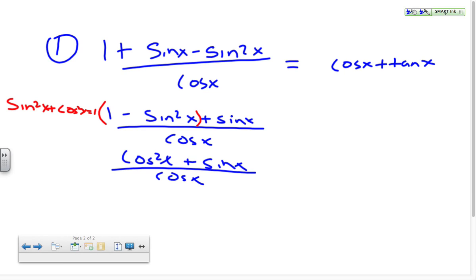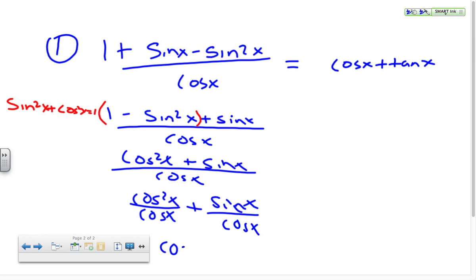Now I can split this up. Remember, with fractions, I can split up the denominator. So I have cosine squared x over cosine x, plus sine x over cosine of x. Cosine squared of x over cosine of x is the same thing as just cosine x.